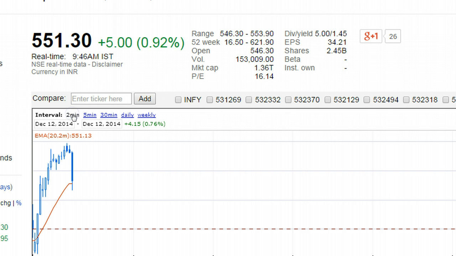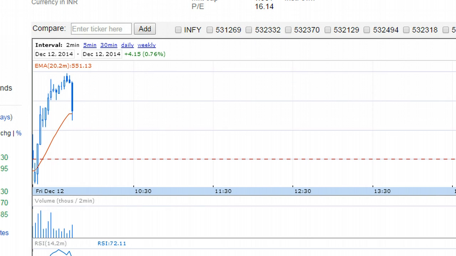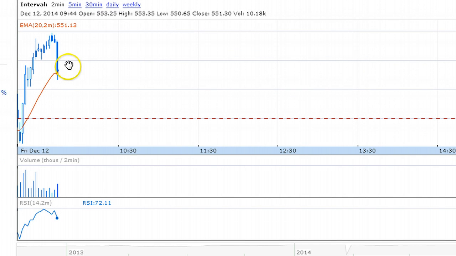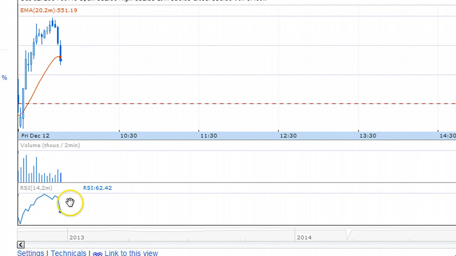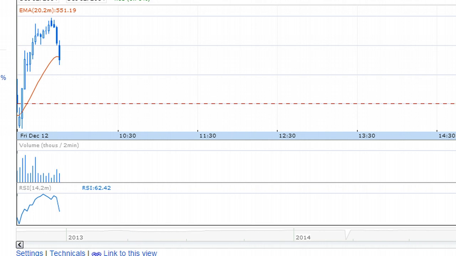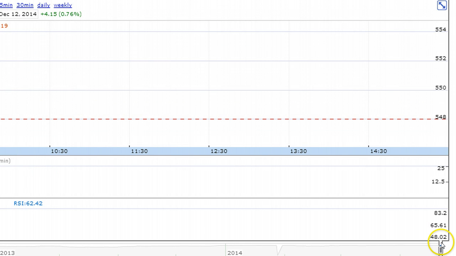The Wipro page is loaded here. I'm choosing the 2-minute chart for intraday. You can see that since opening, except for this negative candle here, it's been positive candles all the way, and you can see the RSI here. Mark the RSI, and at 10:30 you can check the RSI also. You can see that RSI has been ranging between 48 to 83, meaning it's never gone below 48, which is an extremely positive sign or a bullish sign.